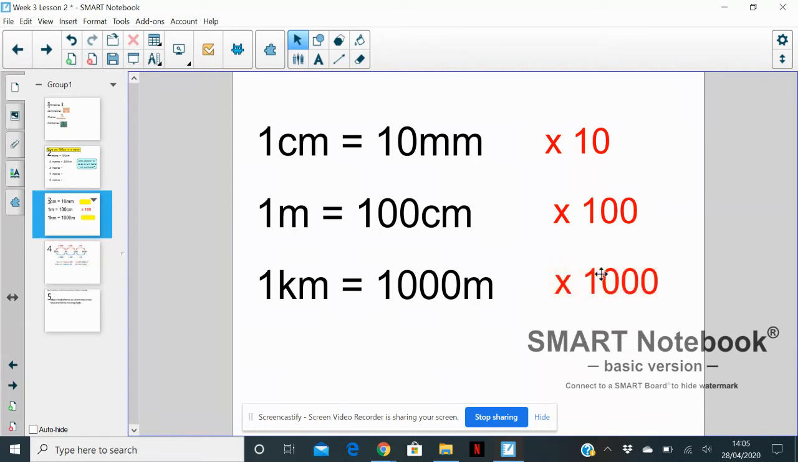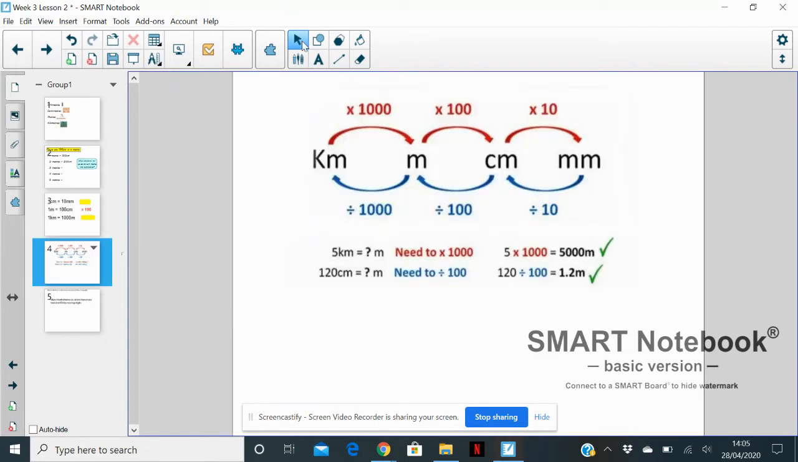That's right, we would have to multiply by 1,000. If we wanted to do the inverse, turning millimetres into centimetres, or centimetres into metres, or metres into kilometres, we would use the inverse operation. So you can see in this image here, we've got our arrows showing us what direction we're converting.